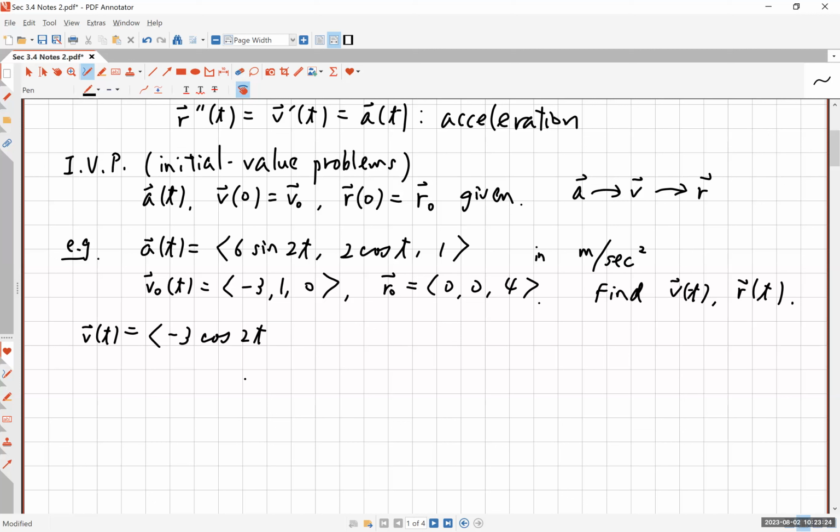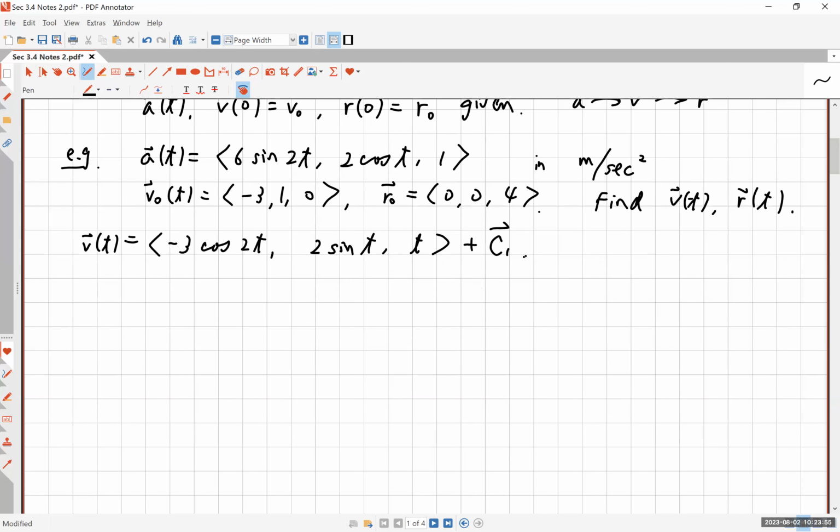So that's the velocity function, the first component of it. 2 cosine t, the antiderivative is negative 2 sine t. Oops, that's not true. 2 sine t, because it's positive, right? And then 1, of course, becomes t. So that is an antiderivative, but remember, you have a constant. In fact, for each component, you have a constant. So I'm going to write that constant as a constant vector c1.